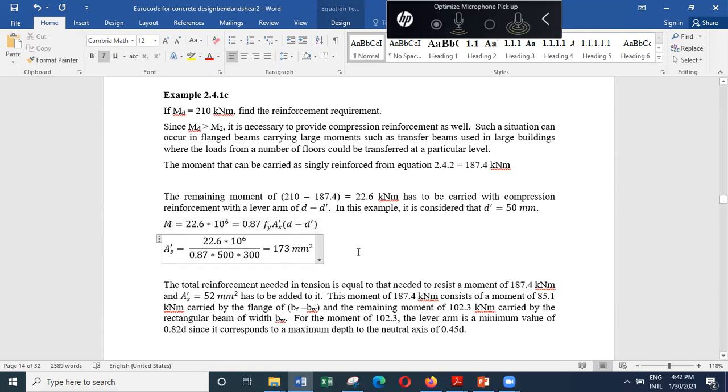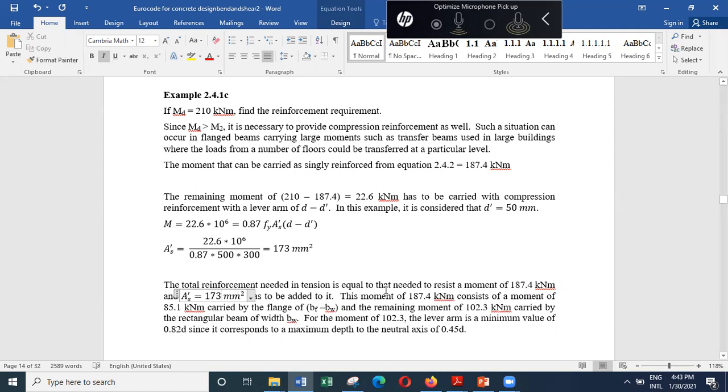millimeter squared. So you might have to provide some extra reinforcement like 16 millimeter bars, two numbers of 16 millimeter bars, because we can't provide only one 16. And As dash is the total reinforcement. And that 173 has to be added to that moment.